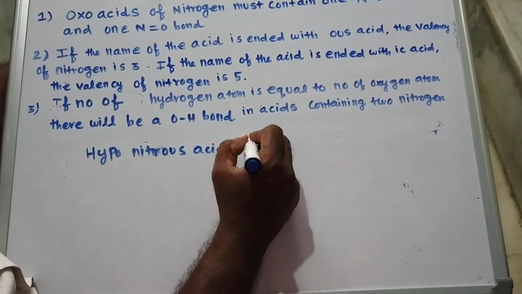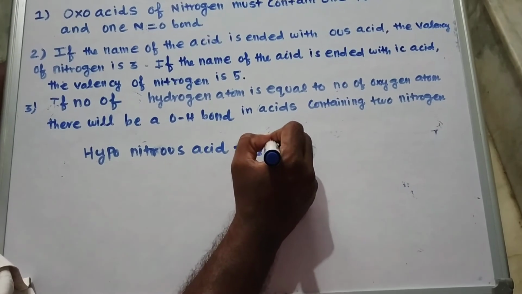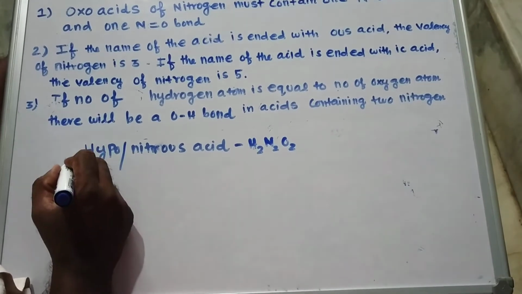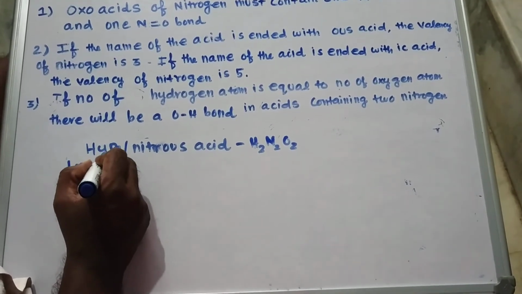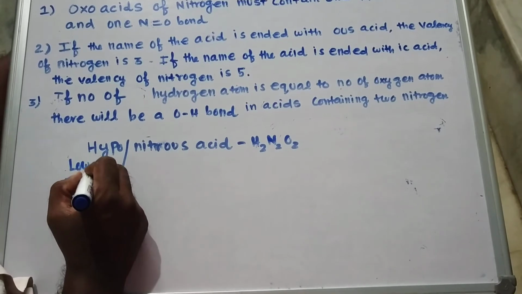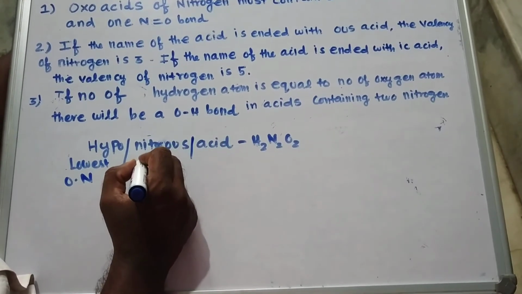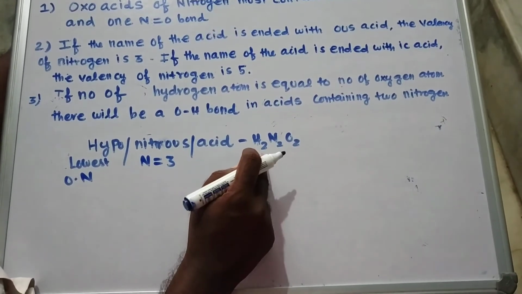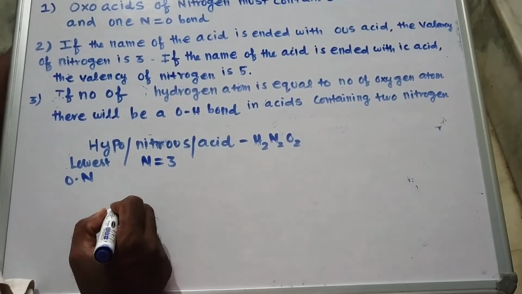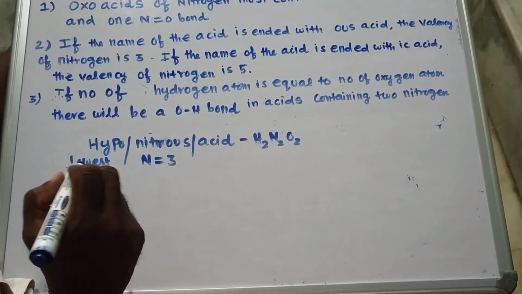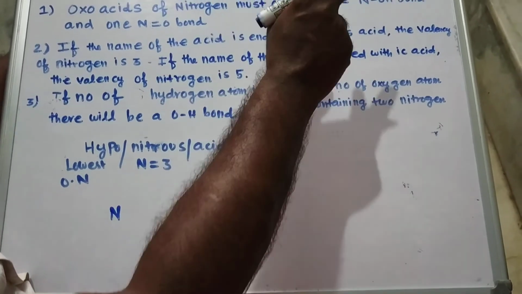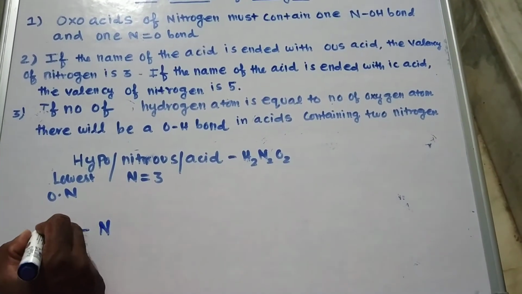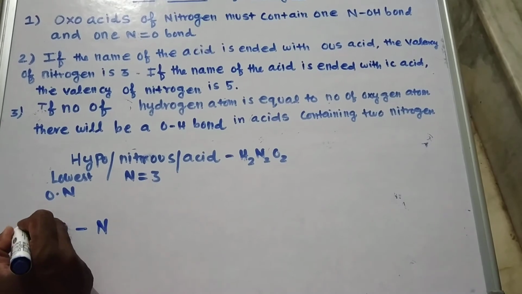It has the formula H2N2O2. Hypo means it is in the lowest oxidation number. Nitrous means the valence of nitrogen is equal to 3. The formula is H2N2O2. There is a nitrogen. An acid must contain at least one N-OH bond: O, then single bond H.